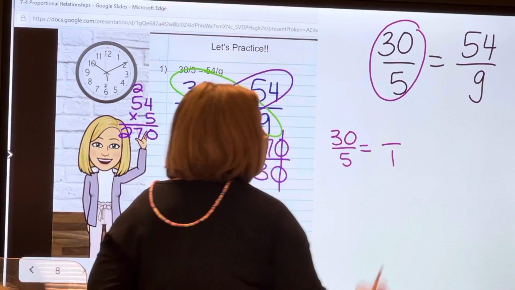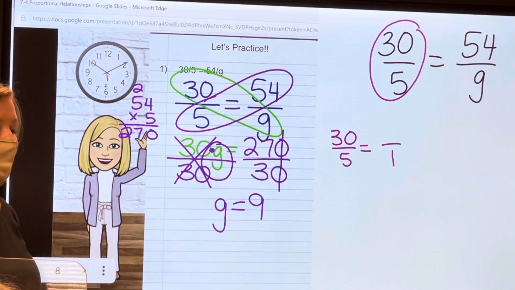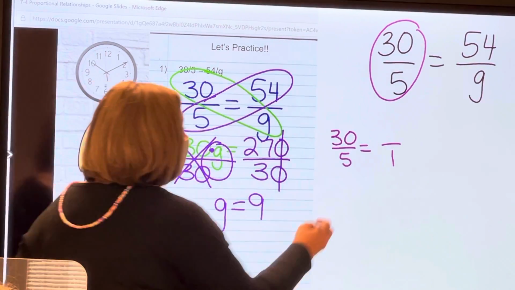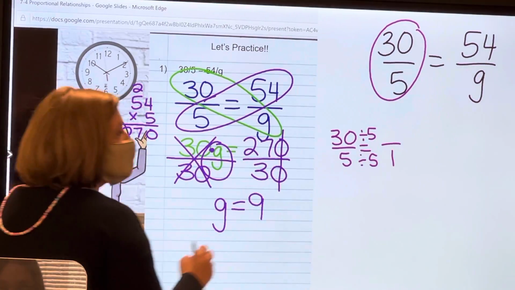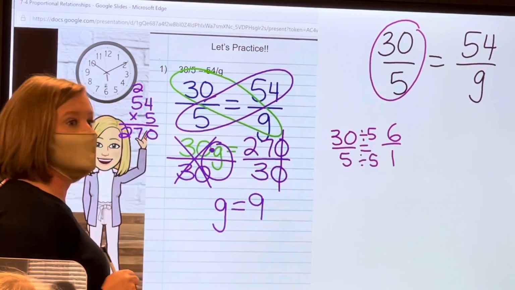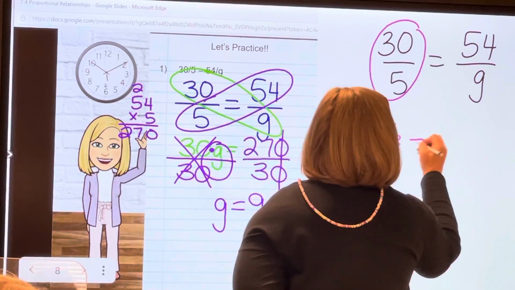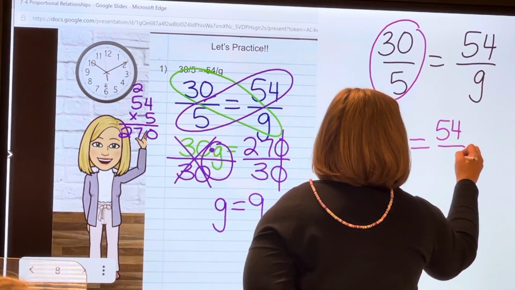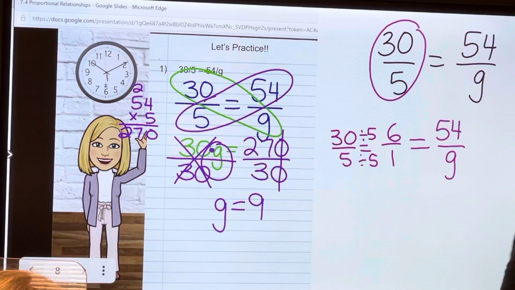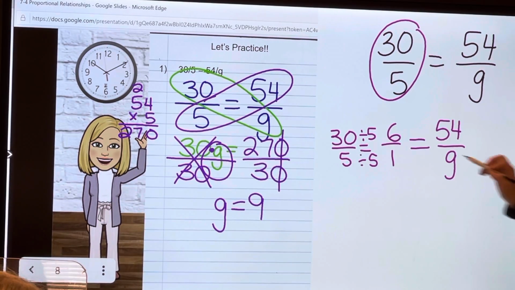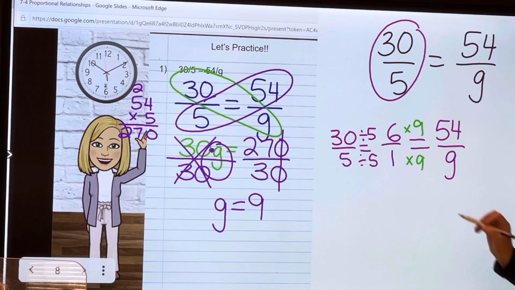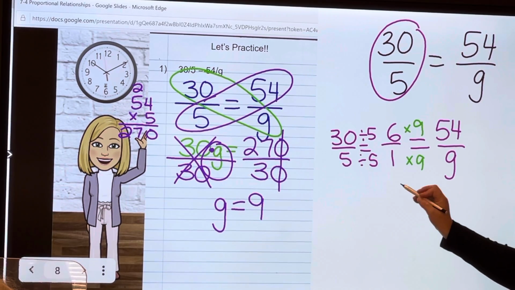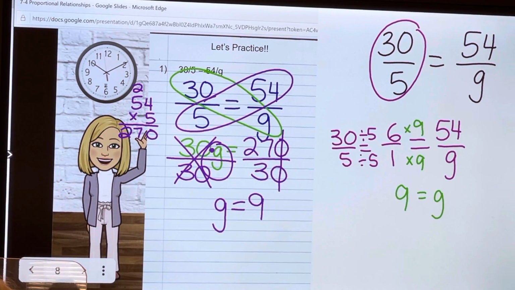Can I have a 1 in the bottom? Yes. How? Because 5 divided by 5 equals 1. So 30 divided by 5 is 6. So that is my basic ratio. Now I've got this. How do I get from 6 to 54? Multiply by 9. 1 times 9 is 9. So G equals 9.